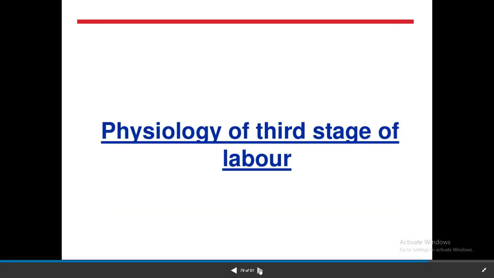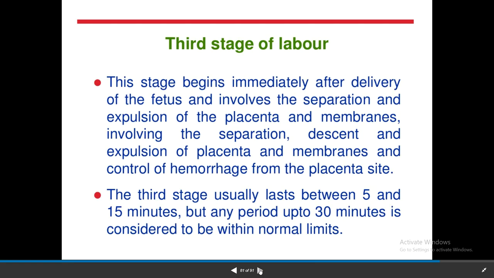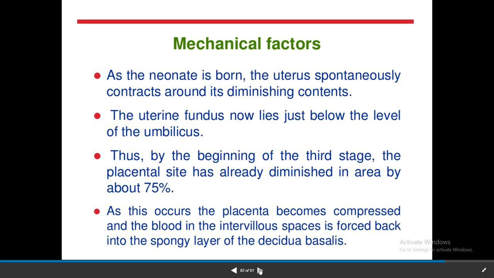Now, physiology of the third stage of labor. The third stage of labor begins immediately after the delivery of the fetus and involves the separation, descent, and expulsion of the placenta and membranes and control of hemorrhage from the placental site. The third stage usually lasts between 5 and 15 minutes, but any period up to 30 minutes is considered to be within normal limits.